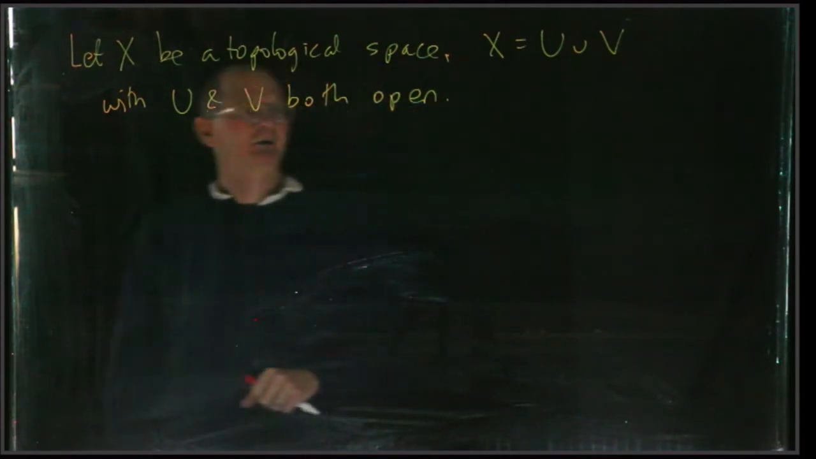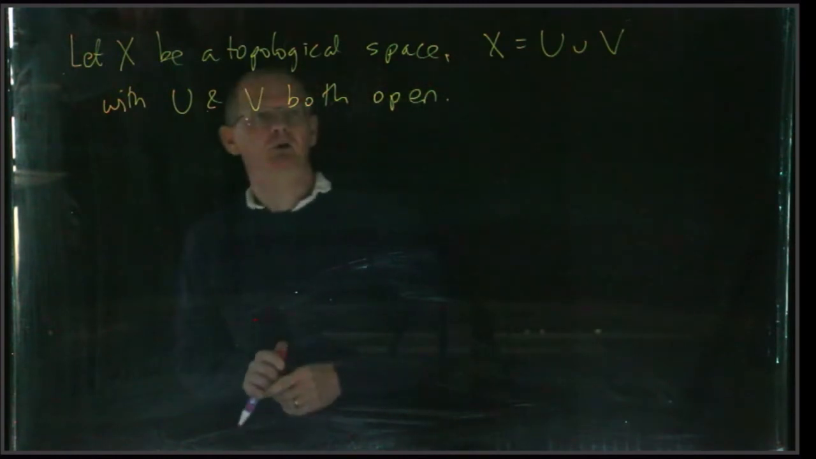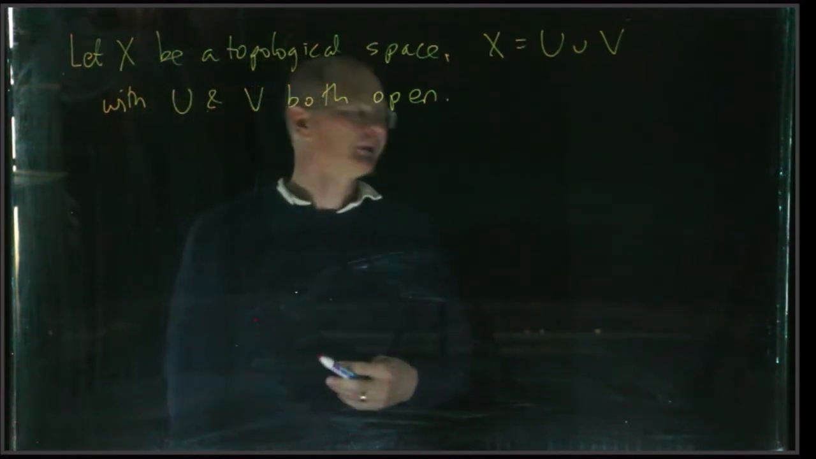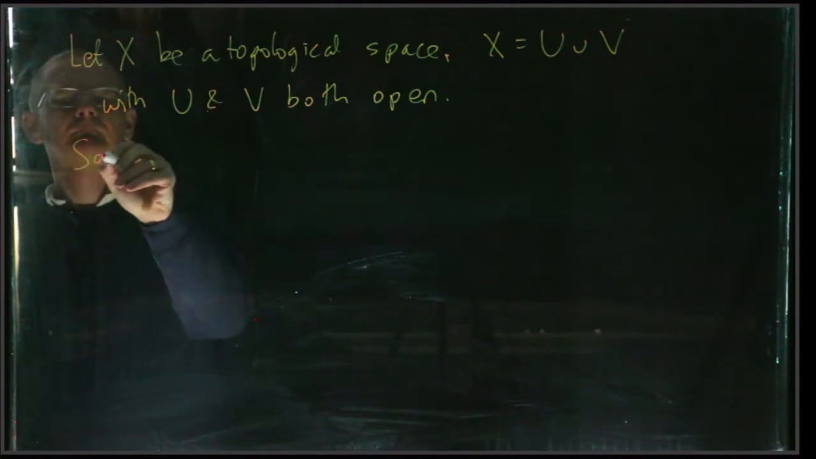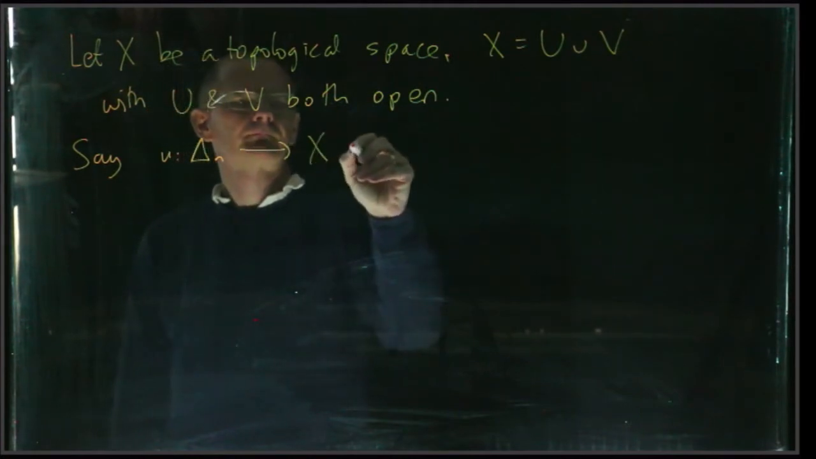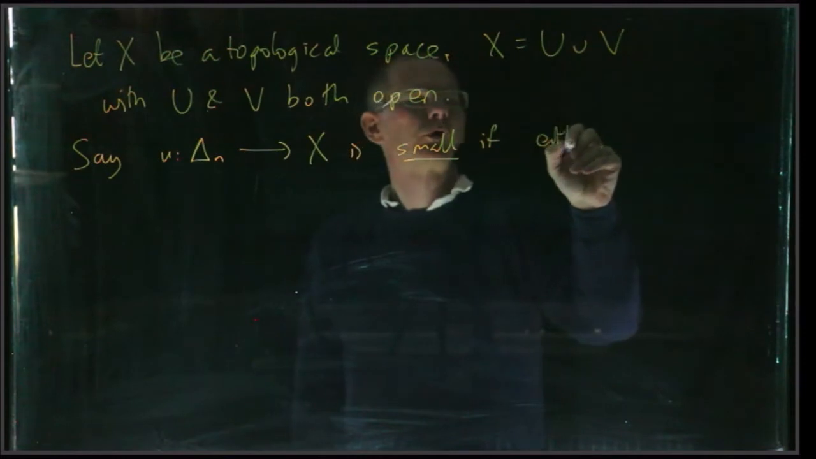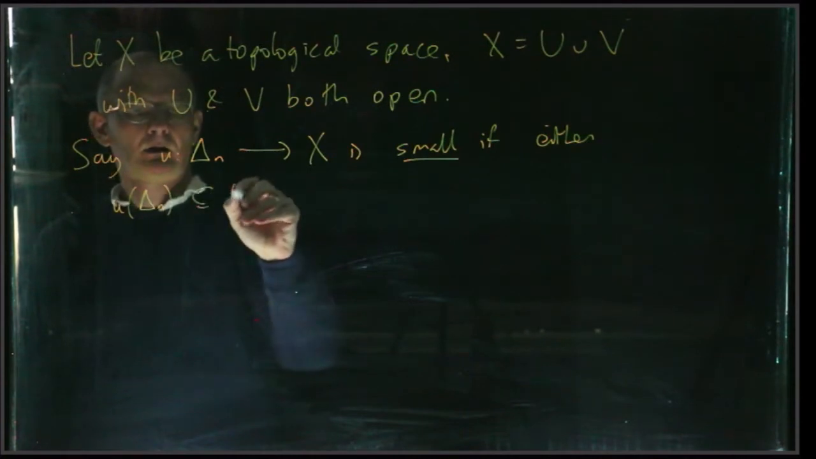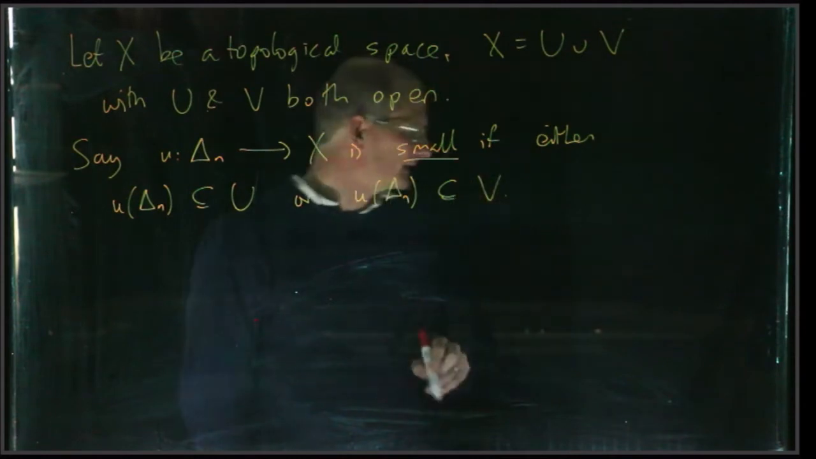Okay, and so we're going to prove the theorem about the homology of X, which of course is based on the chains of X. It turns out that to make it work properly, we need to consider only small chains. So we need to explain what that means. I'm going to say that a map u from delta n to X is small if either the image is contained in U or the image is contained in V.